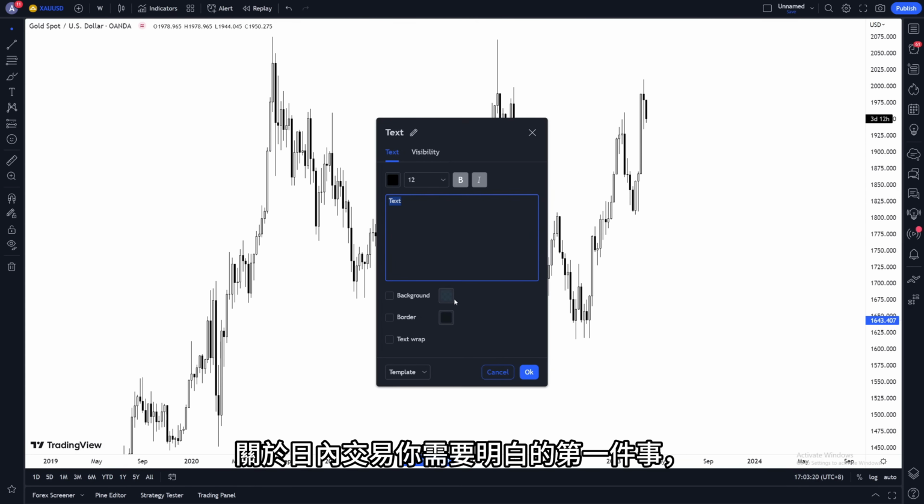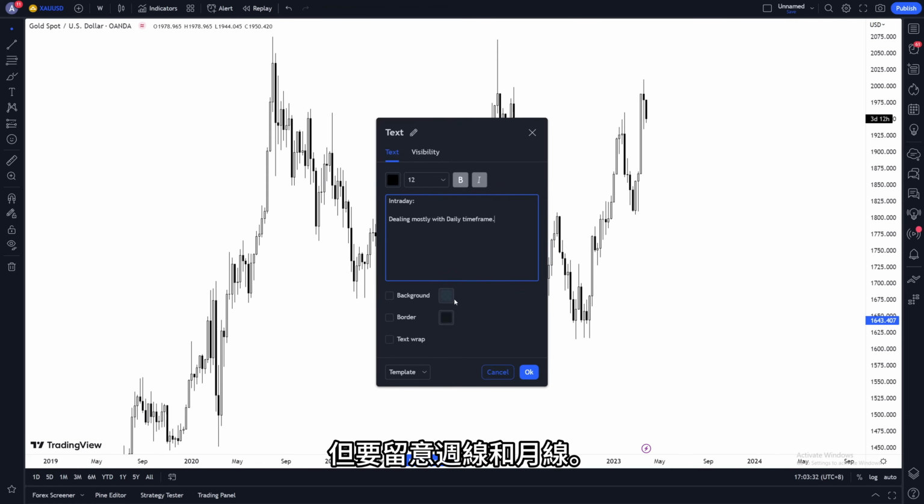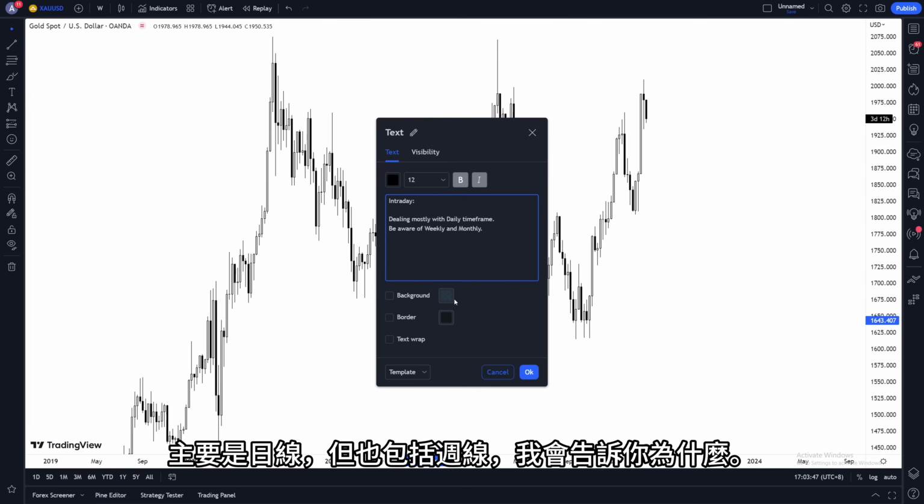The first thing you need to understand about intraday is that you'll be dealing mostly with the daily time frame, but be aware of weekly and monthly. If you were to ask me, Avi, what are the 2 main time frames you would deal with for intraday? I'll say weekly, daily. Mostly it's daily, but weekly as well, and I'll tell you why.